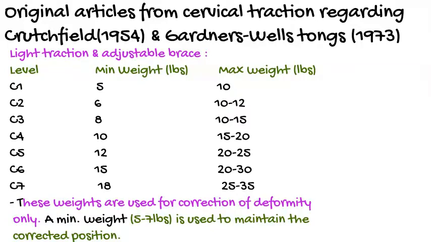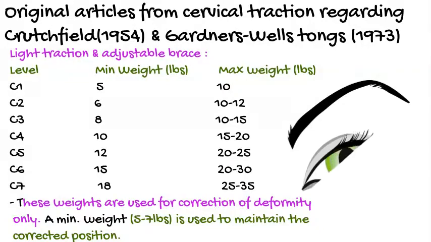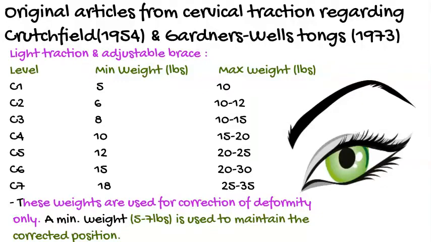For the fifth cervical vertebra, the minimum weight is 12 pounds, while the maximum weight is 20 to 25 pounds. For the sixth cervical vertebra, C6, the minimum weight is 15 pounds, while the maximum weight is 20 to 30 pounds. For C7, the seventh cervical vertebra, the minimum weight is 18 pounds, while the maximum weight is 25 to 35 pounds. Please remember that this weight is used for correction of deformity only. A minimum weight of 5 to 7 pounds is used to maintain the corrected position.